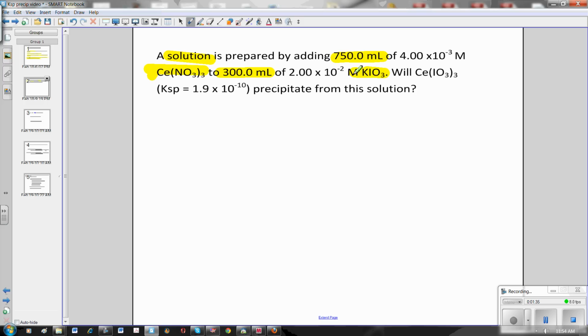And then using the solubility rules, you'll notice that CeIO3, and they give you the KSP, tells you what the precipitate could possibly be if there's enough in there to cause a precipitate. So that's what a problem looks like. You're given two volumes, 2 molarities, and then they're going to ask you in the problem, does a precipitate form? That's the whole point of the problem.